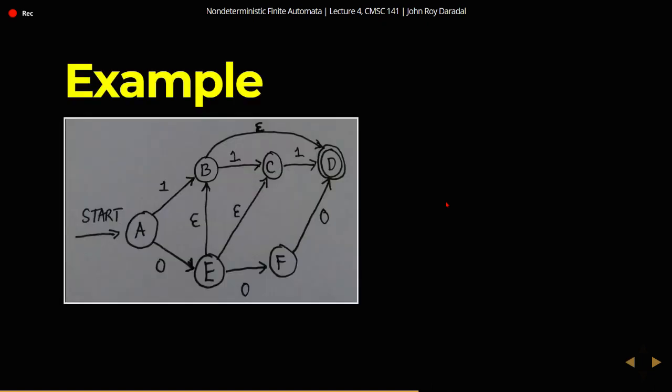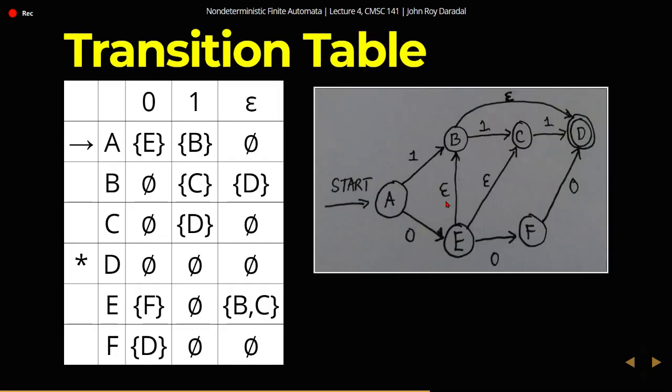Let's use our example epsilon NFA again. The transition table would look something like this. We have how many states here? 1, 2, 3, 4, 5, 6 states. That's A, B, C, D, E, F. For our symbols, we have 0 and 1. And then we have the extra column for epsilon transitions. The start state is A, and the final state is D.